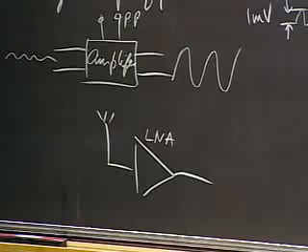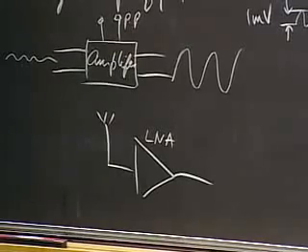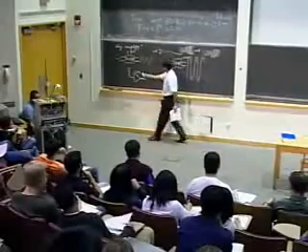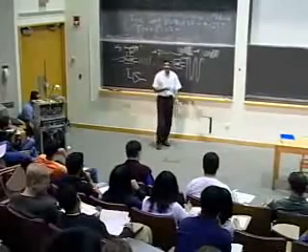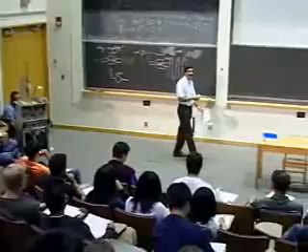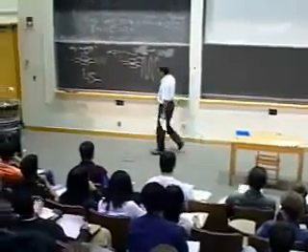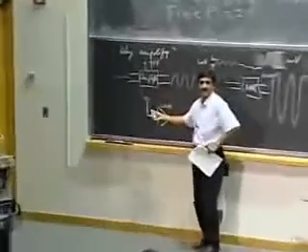What's that? Linear amplifier. That's pretty good. So that's LNA. But close enough. A is correct. It's amplifier. What do L and N stand for? Low noise. So this stands for low noise amplifier.